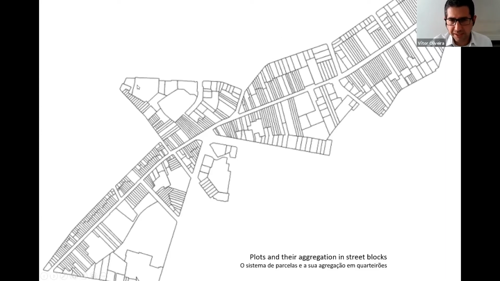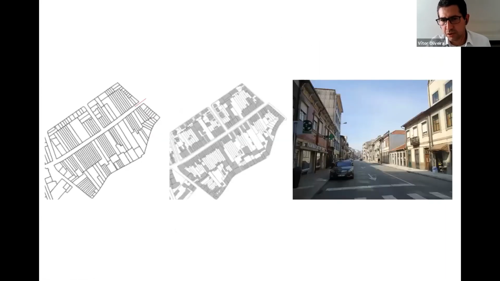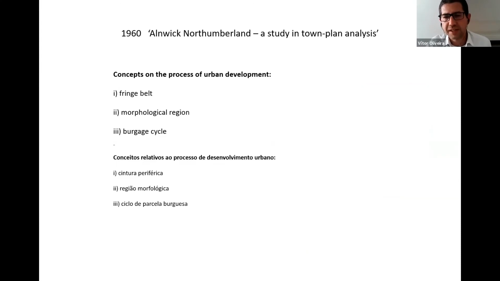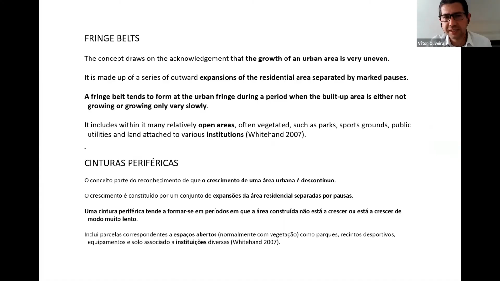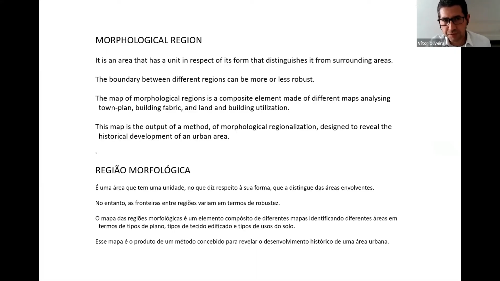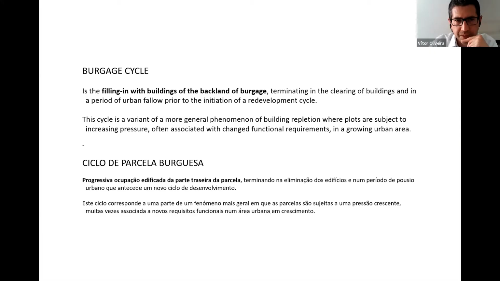So when you think about the homogeneity of a morphological region, we have to think that this homogeneity is in terms of the main patterns of streets, plots, and the block plans of buildings. I will go to the concept again in the last part of the presentation.